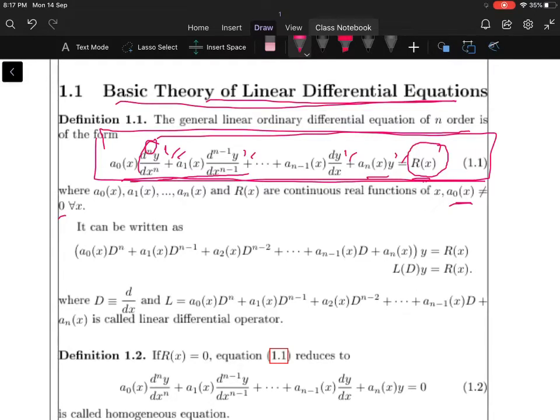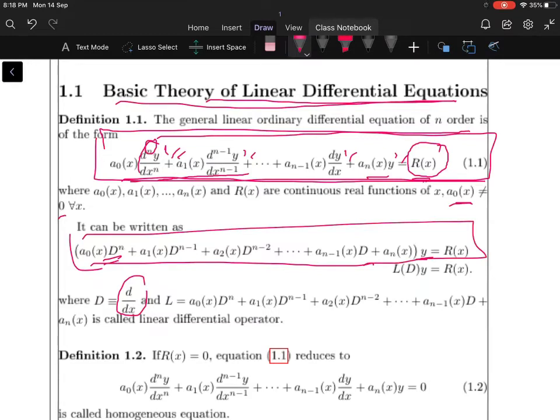So equation 1.1 can be written as a naught of x into capital D to the power n, plus a1 of x into capital D to the power n minus 1, and so on, plus an of x, into y, is equal to r of x, where capital D is equal to d by dx. It means 1.1 can be written with d by dx as capital D to the power n as it is, but y is taken common and put outside. Similarly, a1 of x is written with d by dx to the power n minus 1, and y is common again, like this. So you can write equation 1.1 another way, in this form.